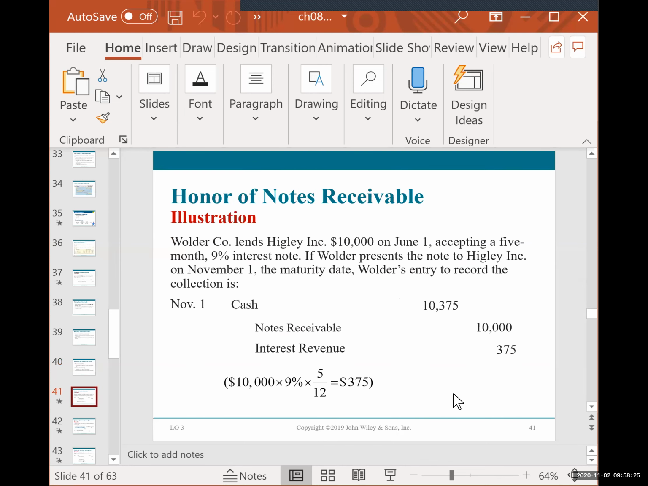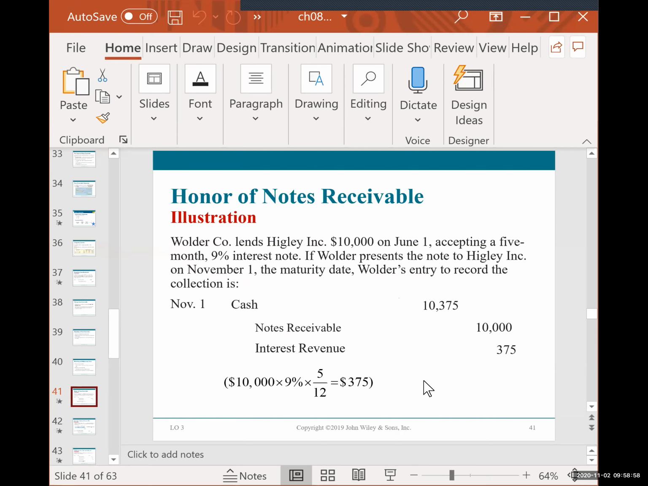So honoring a notes receivable. Okay. Now this is where you really have to pay attention to the timing, to the dates. So let's look at the problem first, and then I'll explain the calculation on the bottom. Woolder Company lends Higley Incorporated $10,000 on June 1, accepting a 5-month, 9% interest note. If Woolder presents the note to Higley Incorporated on November 1, the maturity date, Woolder's entry to record the collection is, and then here's the collection.